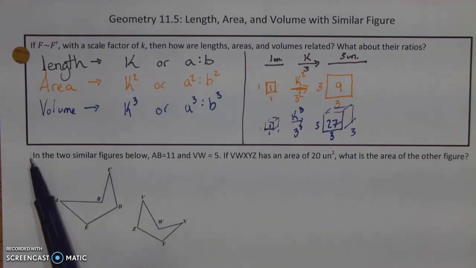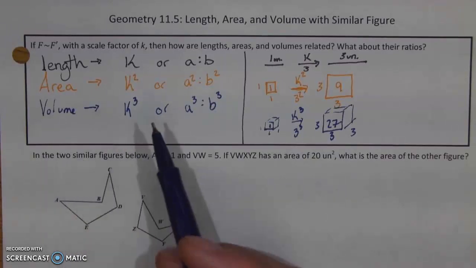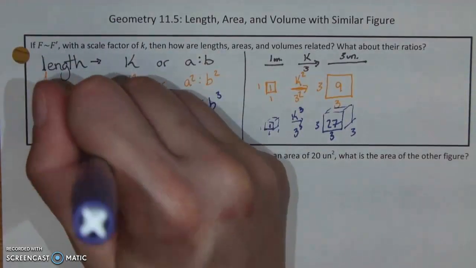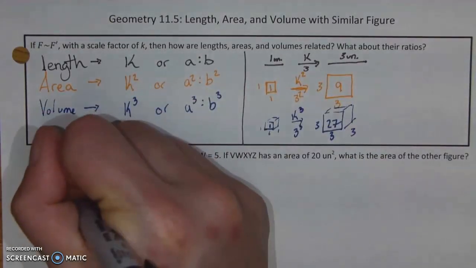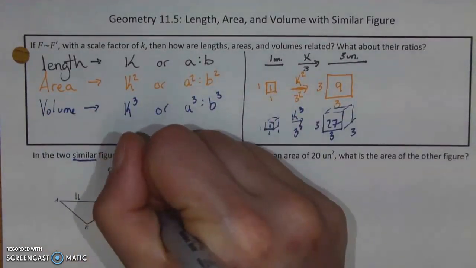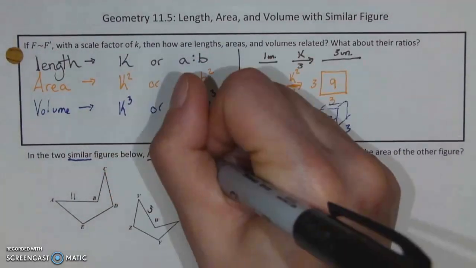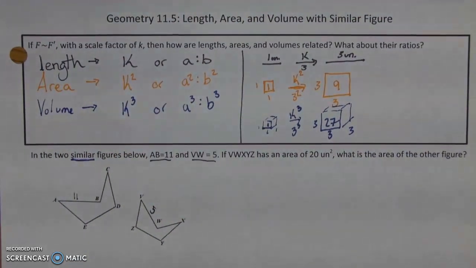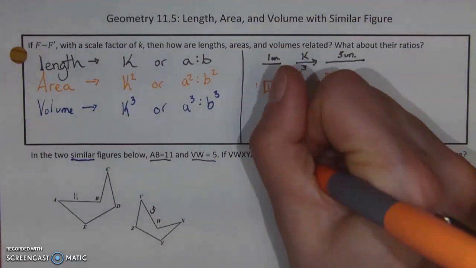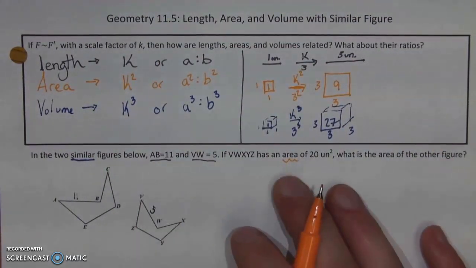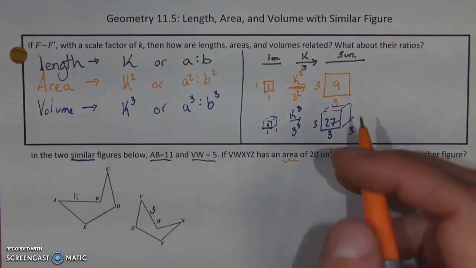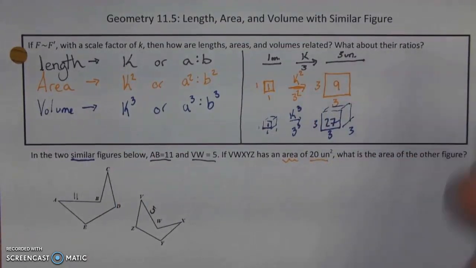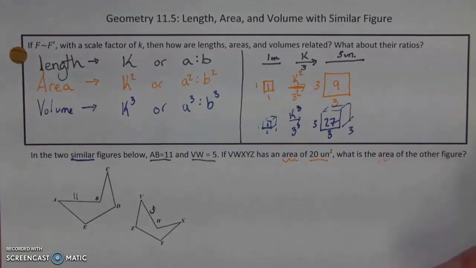So for example, in our first problem here, it says, in 2 similar figures below, so we know that they're similar, AB is 11 and VW is 5. And I can see that these are just lengths in my figures, so I'm going to mark them as lengths. I also see that I have an area of 20 units. So since I'm now dealing with a second dimension, I know I have to use these k values. And that gives us the base information to find the area of the other figure.